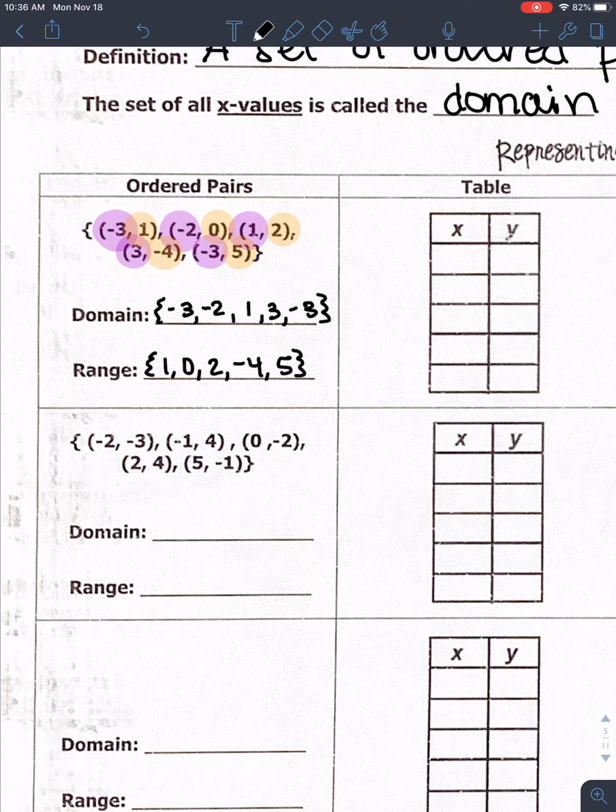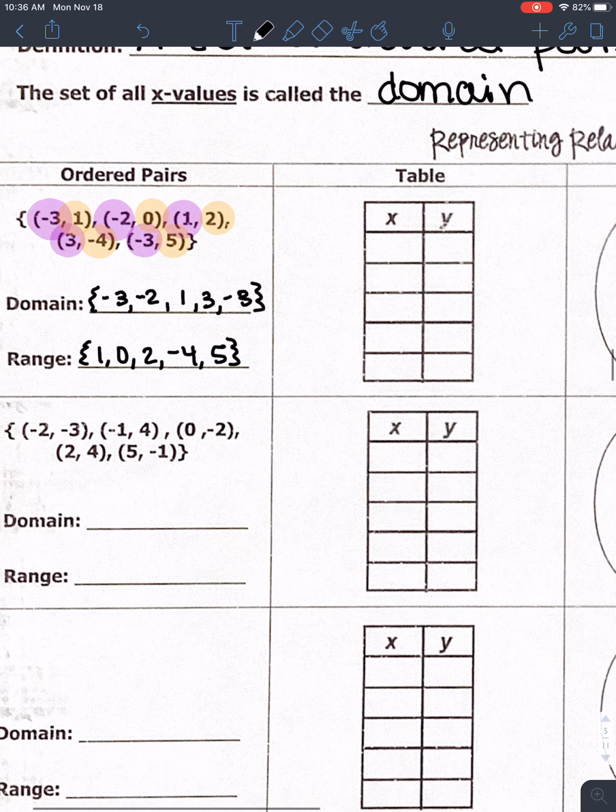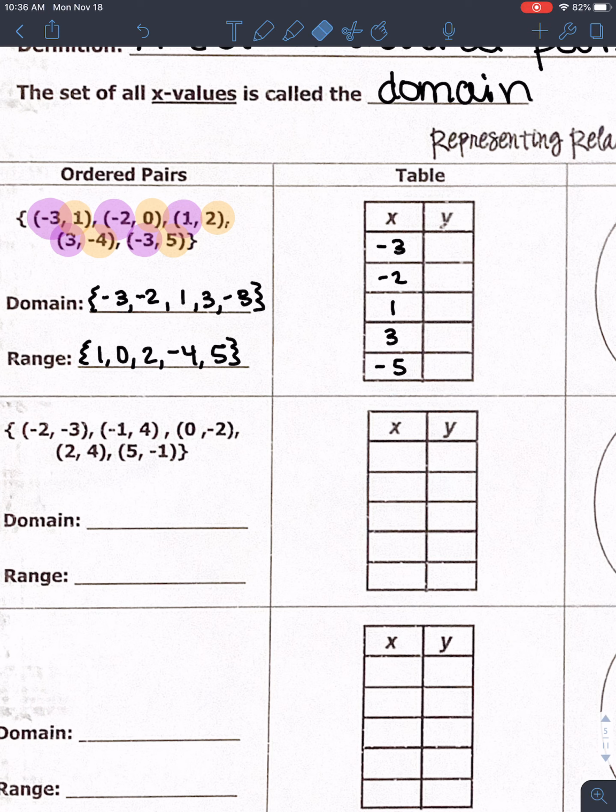Now, if I wanted to write this in a table, I could take all my x's, so -3, -2, 1, 3, and -3, and write them with their corresponding y values. So -3 hangs out with 1, -2 hangs out with 0, 1 hangs out with 2, 3 hangs out with -4, and -3 hangs out with 5. So that's one way to represent the relationship. That's actually two ways, your ordered pairs and your table.